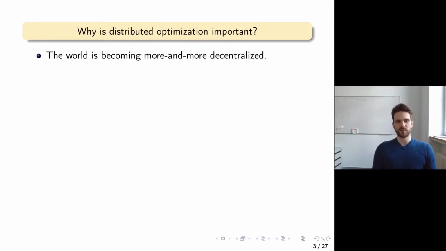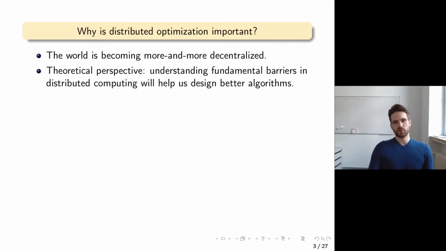Why is distributed optimization even important? Well, to answer this, I'll tell you that the world is becoming more and more decentralized, as all of you know. So an understanding of distributed algorithmics is getting progressively more and more important by the day. Furthermore, from a theoretical perspective, understanding the fundamental barriers that occur in distributed computing will ultimately lead us to design better algorithms. And moreover, having an understanding of the barriers will enable us to tell what is actually possible and what is not possible to be done in a decentralized way.